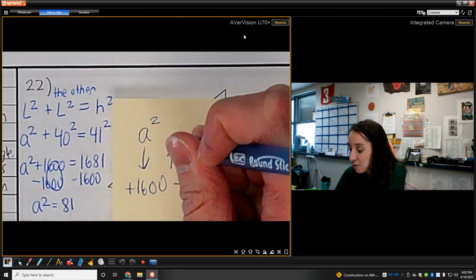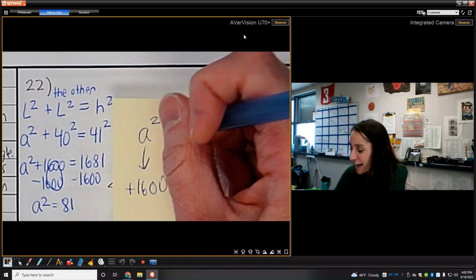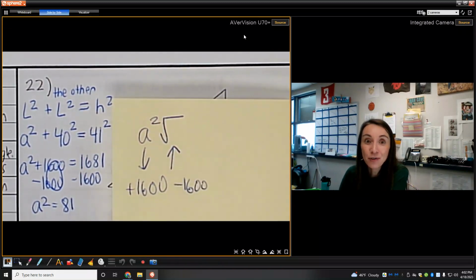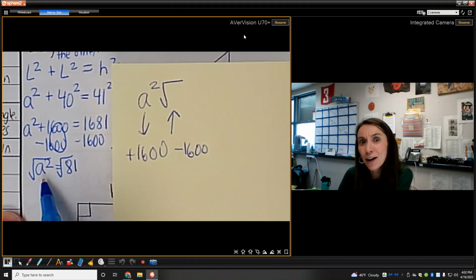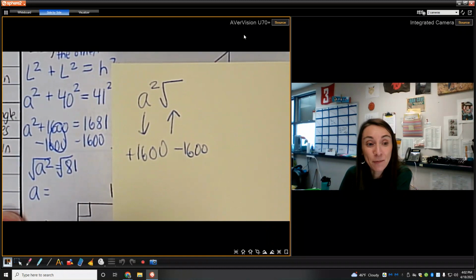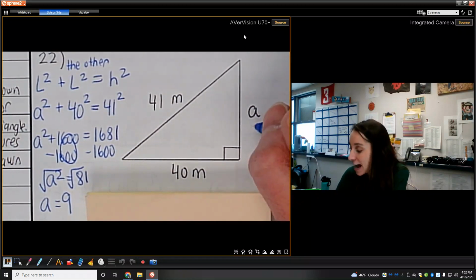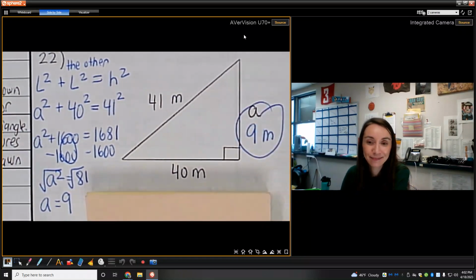Now I'm going to go ahead and move on up. Well, the inverse operation of squaring something is taking the square root. So I've got to do that to both sides of the equal sign. The square root of a squared is a, and the square root of 81 is 9. So the length of this unknown leg length is going to be 9 meters.